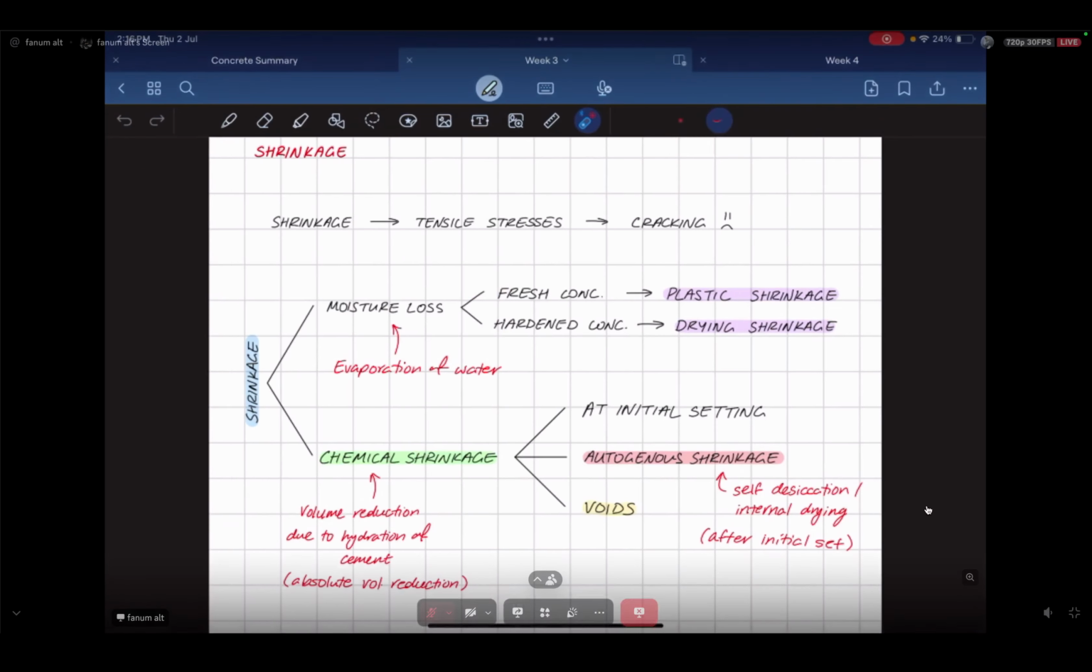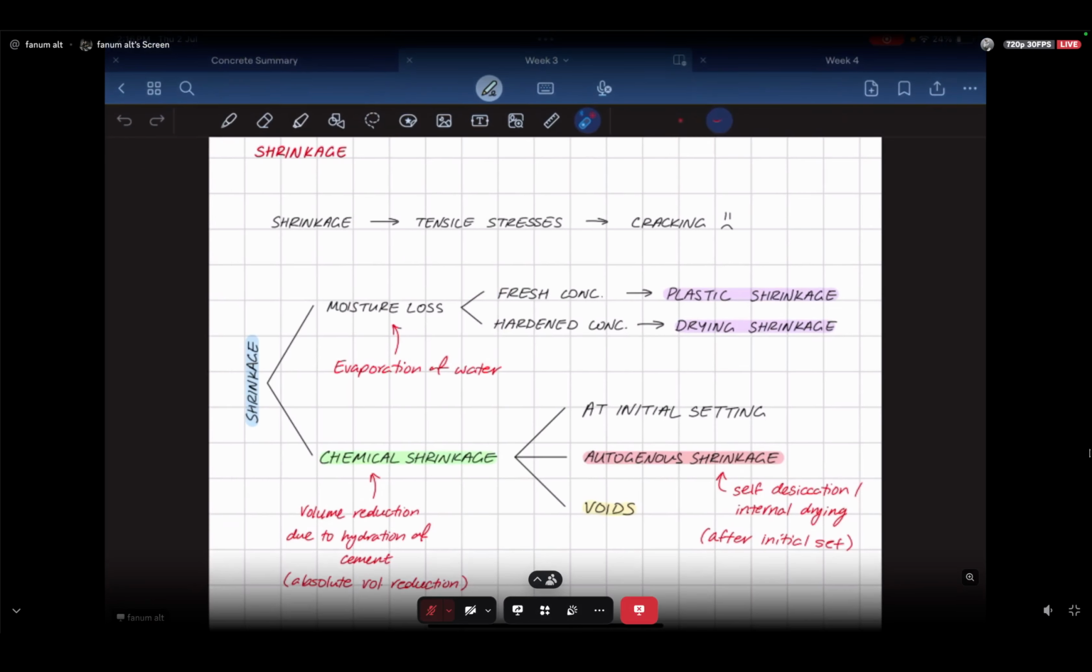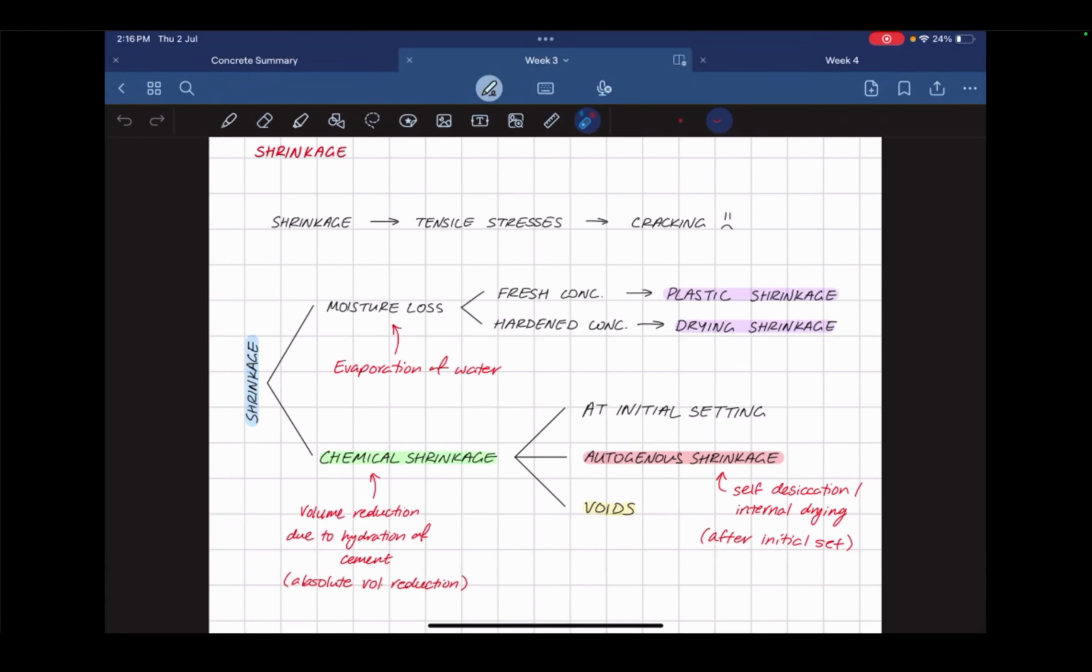Let me see if it's actually recording. Yes, it is. So you guys learned about hydration, and as that hydration reaction occurs, it causes a change in volume, right? The change in volume itself is what causes shrinkage. If you can imagine this water bottle, it's got some plastic concrete in it, which means it's still wet. As it hardens, right?